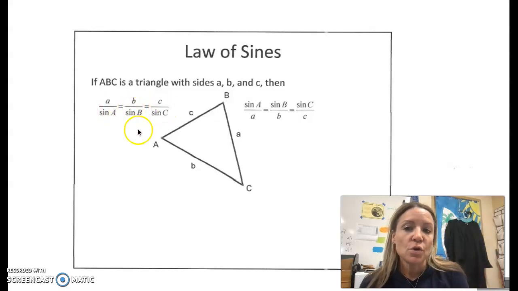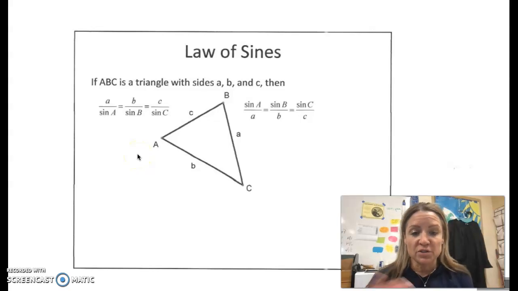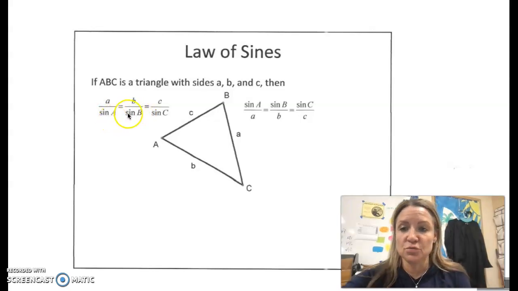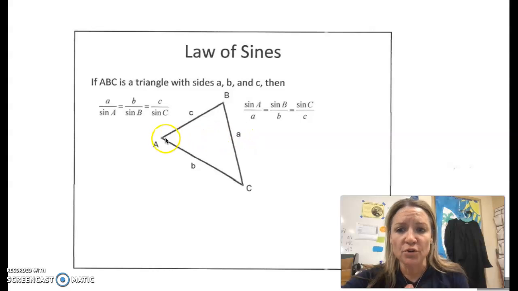Okay, so you will see what information you're given versus what information they want you to solve for, and then you'll just pick the two that are being used. So side A over the sine of angle A is equal to side B over the sine of angle B, and side C over the sine of angle C is equal to the same ratio. Okay, it can also be flipped.